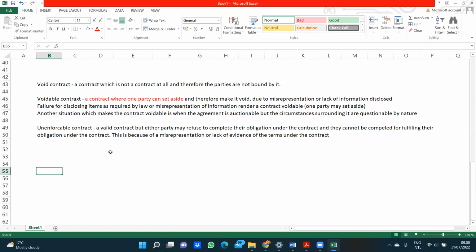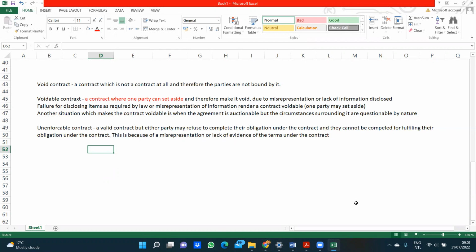Okay, that's good. An unenforceable contract, if it is a valid contract, it is legally binding, it is legal, and all conditions under it are correct. However, a party might refuse to complete the obligation that has been agreed beforehand, and they cannot be compelled to do so because in the final signed contract there was some misrepresentation or lack of evidence of the terms. All right, so this is an unenforceable contract.